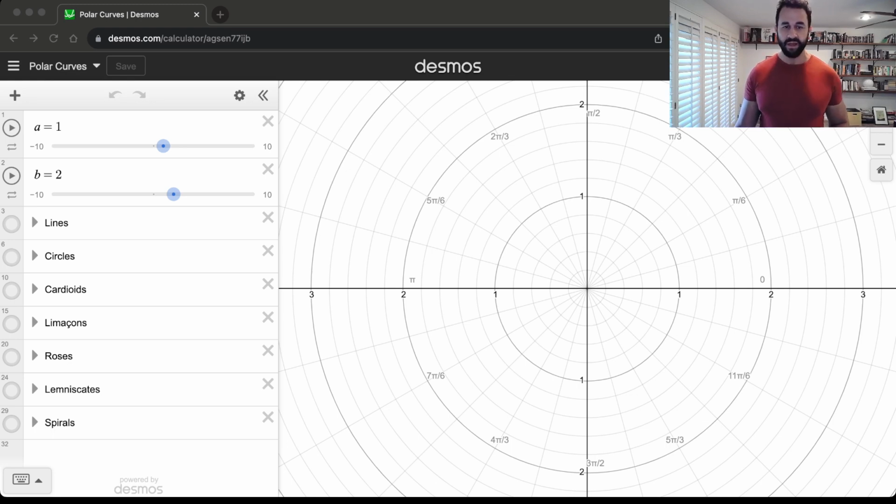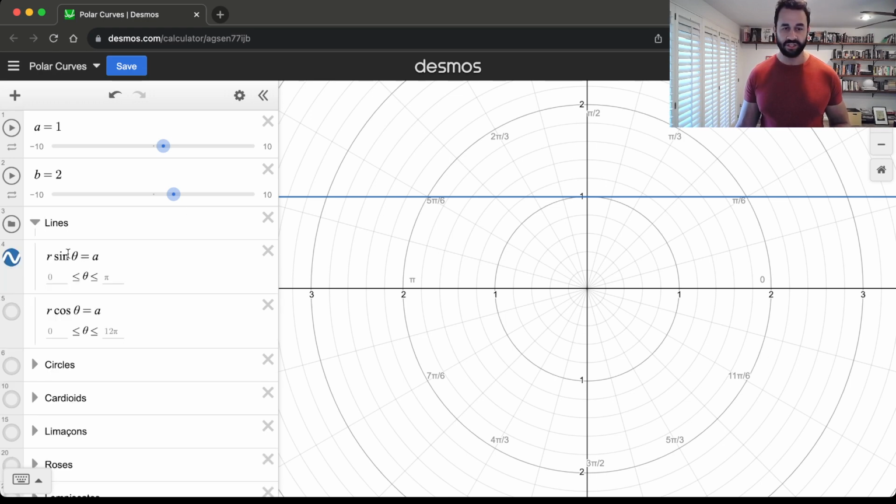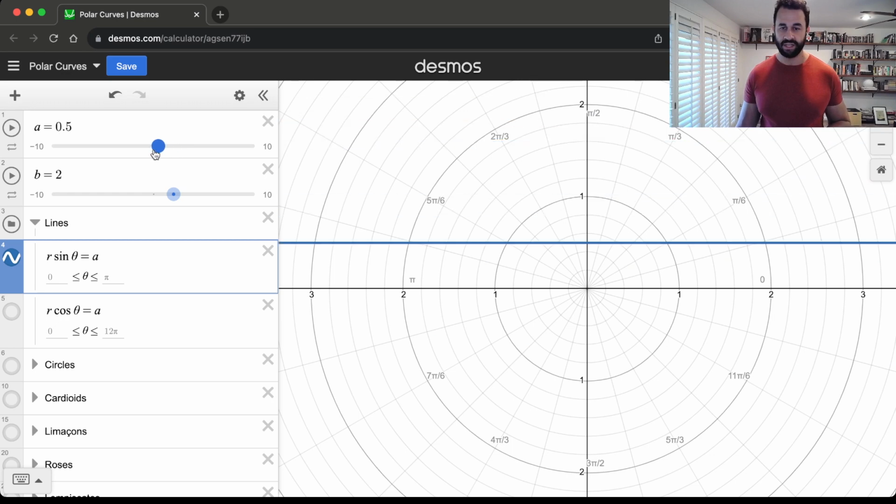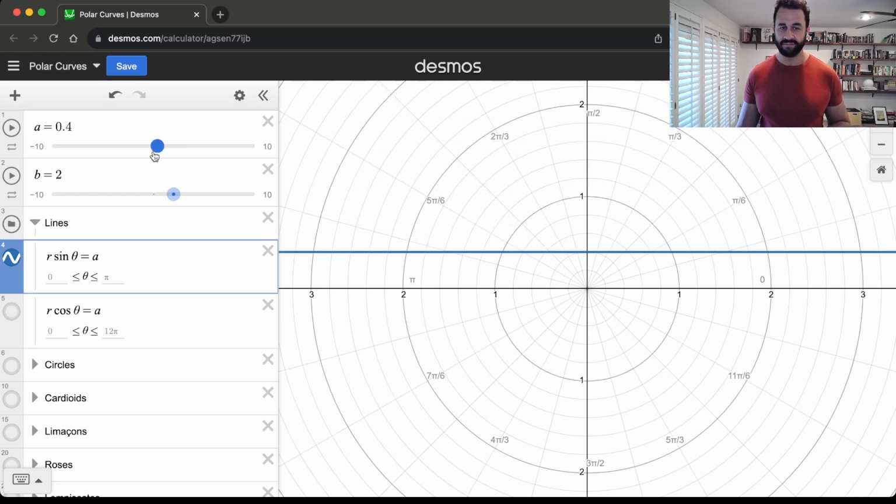We're in business. Okay. So I've got a whole bunch of different types of polar curves here that you can explore and play with. Lines we actually saw. So let's look at lines here. I chose horizontal lines, sorry. So r sine theta equals some number. Remember, r sine theta is just equal to y, so this is y equals a. If I change a, it changes where the line is located.